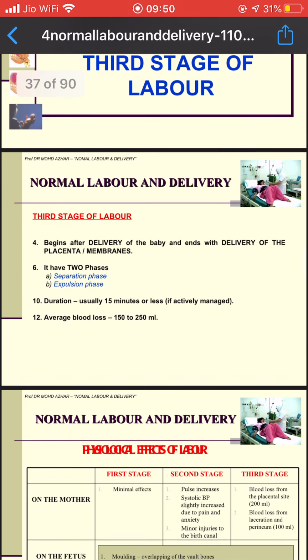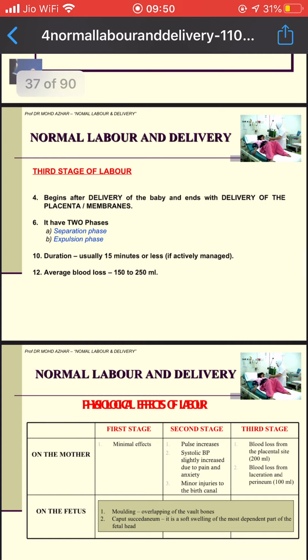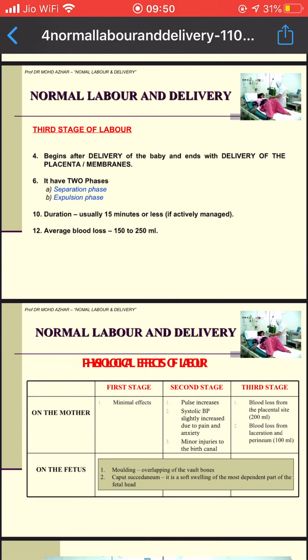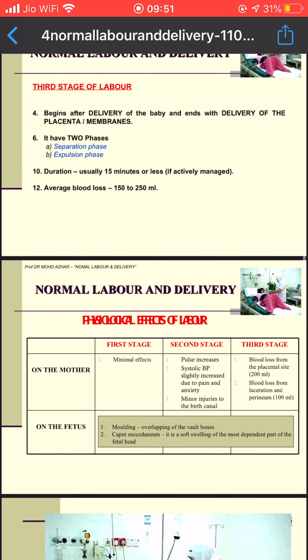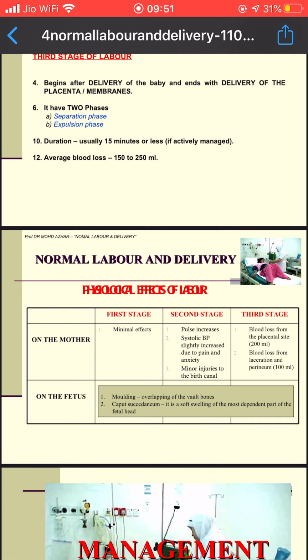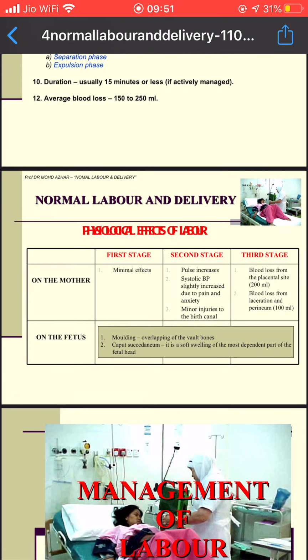Third stage of labor begins after the delivery of the baby and ends with delivery of the placenta and membranes. It has two phases, separation phase and the expulsion phase. The duration is usually 15 minutes or less when you actively manage the third stage. Average blood loss is around 150 to 250 ml.